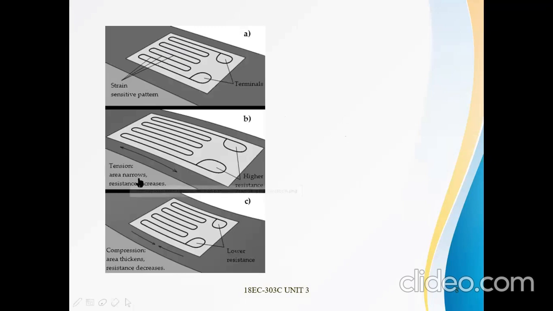Near these areas, the area will be narrow. Area is narrow means resistance increases. We know that R equals rho into L by A, so area is inversely proportional to the resistance. If the area increases, resistance decreases. Here the area is decreased, narrow area, so resistance increases. For lower resistance, the thickness of the area is increased, so the resistance decreases.